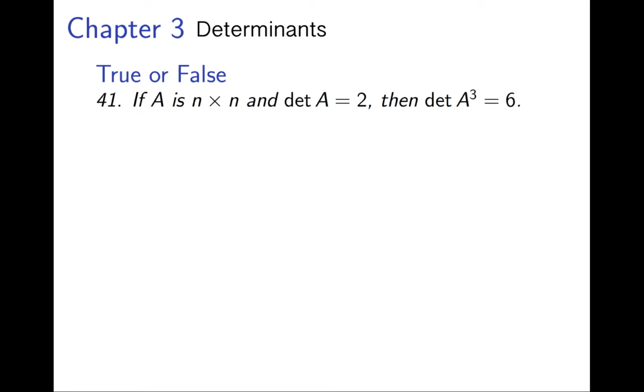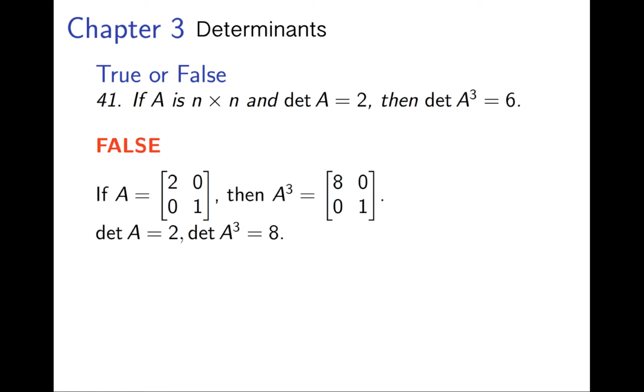Number 41. If A is n by n and determinant of A is equal to 2, then the determinant of A to the third is equal to 6. What do you think we should do? How about let's write out an example and see if it holds. This one is clearly false. A, again, we could take to be 2, 0, 0, 1. We multiply it by itself 3 times, we'd get the matrix 8, 0, 0, 1. The determinant of A to the third is 8. It's not 6.